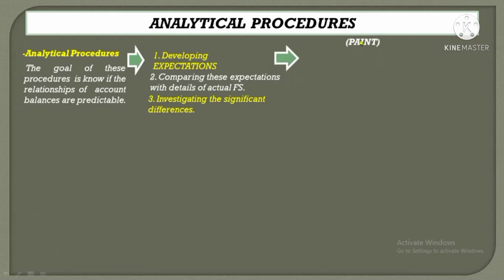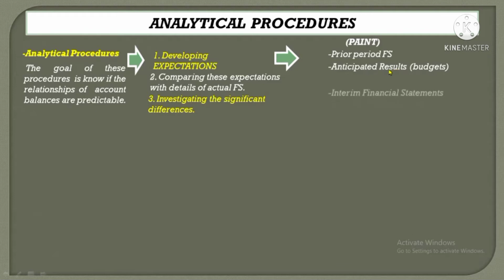Expectations can actually be derived from PAINT. P is for prior period financial statements. For example, the current year is 2021, then you can study FS from 2020, 2019, 2018, and backwards and develop your expectations from them. A is for anticipated results like budgets or estimated future financial statement amounts made by the company. It can also be a source of expectations.